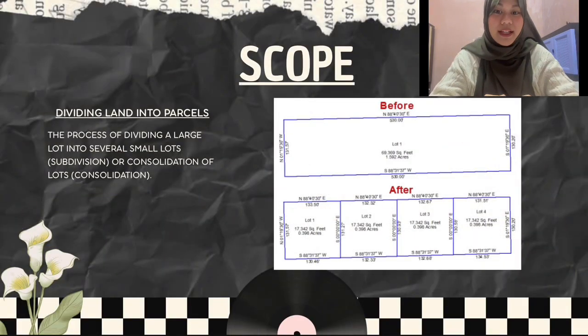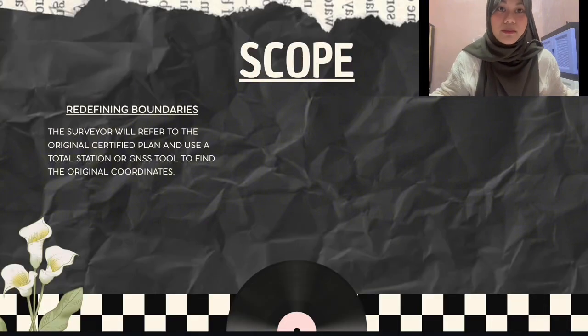Next one is dividing land into parcels. It is a process of dividing a large lot into several small lots, or consolidation of lots. The third one is redefining boundaries. The surveyor will refer to the original certified plan and use a total station or GNSS tool to find the original coordinates.